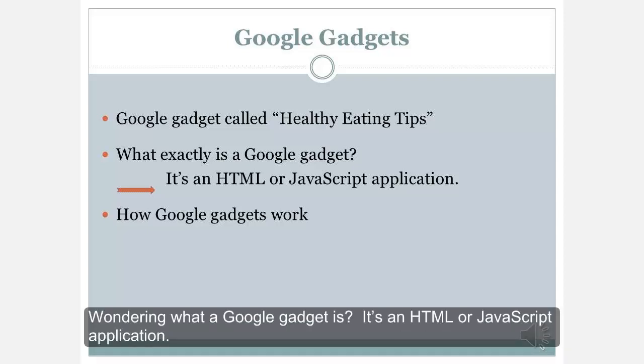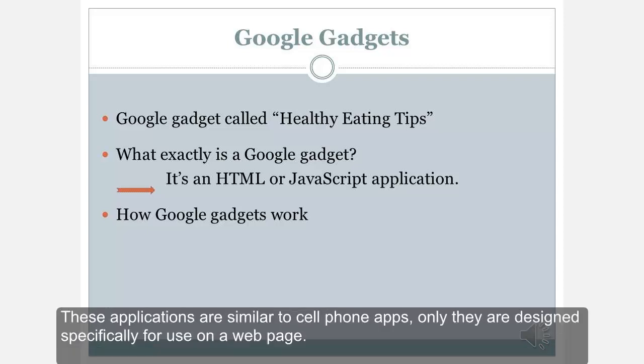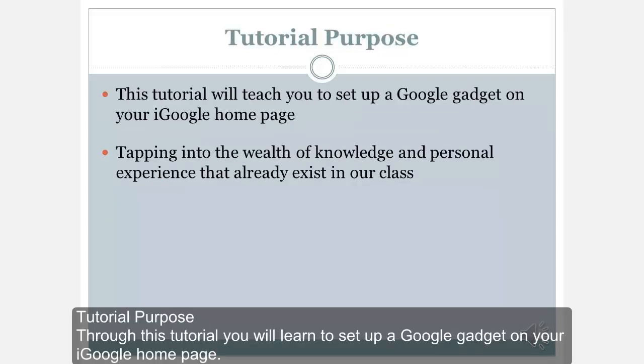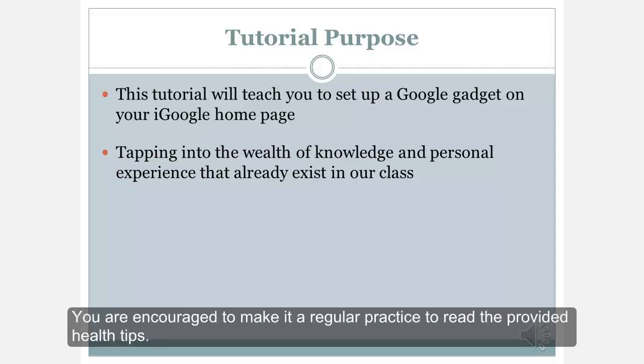Wondering what a Google gadget is? It's an HTML or JavaScript application. These applications are similar to cell phone apps, only they are designed specifically for use on a web page. Through this tutorial, you will learn to set up a Google gadget on your iGoogle home page. You are encouraged to make it a regular practice to read the provided health tips.